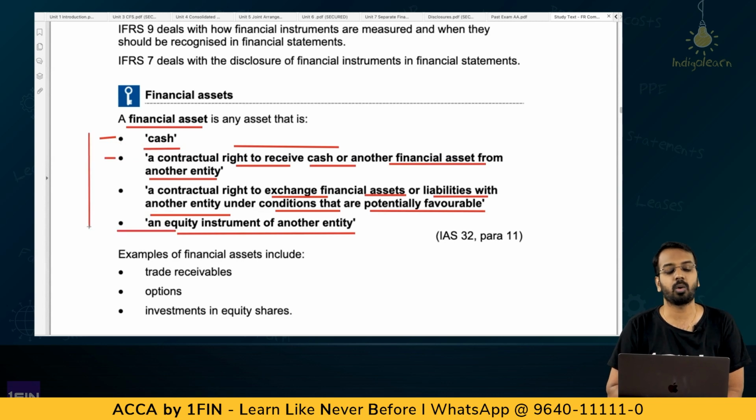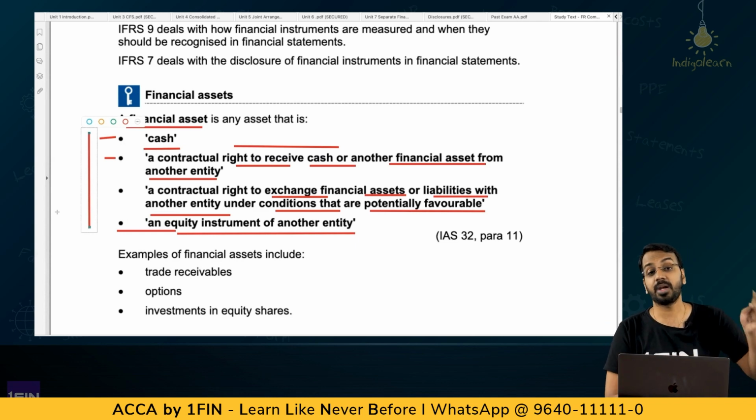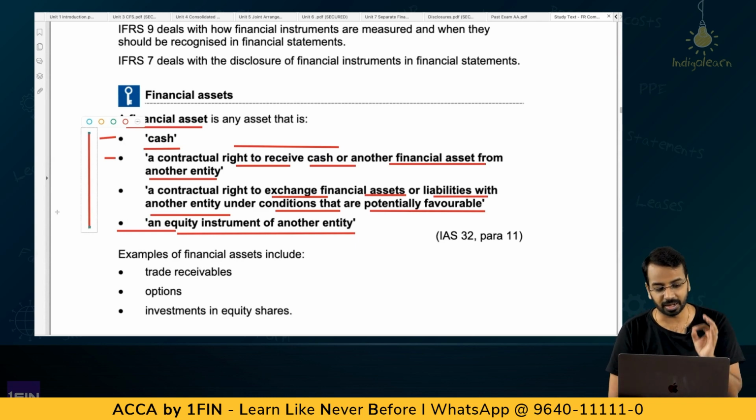All of these are called financial assets. So the moment you see a balance sheet, you see cash, financial asset; debtor, financial asset; investment, financial asset; derivative asset, what I gave you an example just now, we'll understand it subsequently. Financial asset. Investment in equity, financial asset. Investment in debentures, financial asset. Okay. Loans given, financial asset. Wherever you have a right to receive cash or any other financial asset, or to exchange under favorable conditions, or if it is an equity instrument of another entity, it is called financial asset.